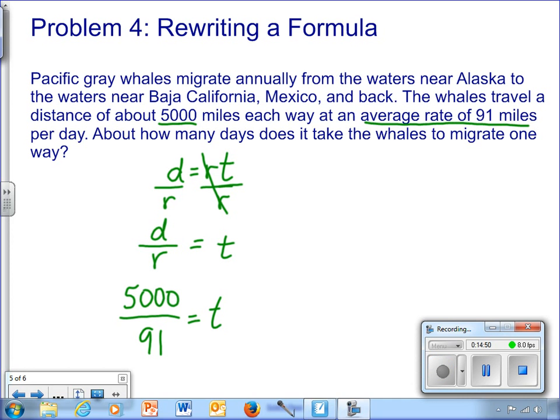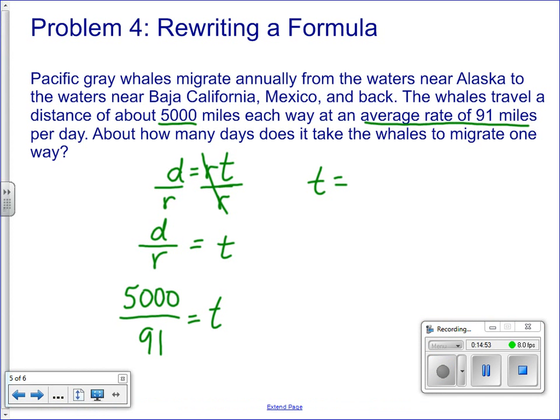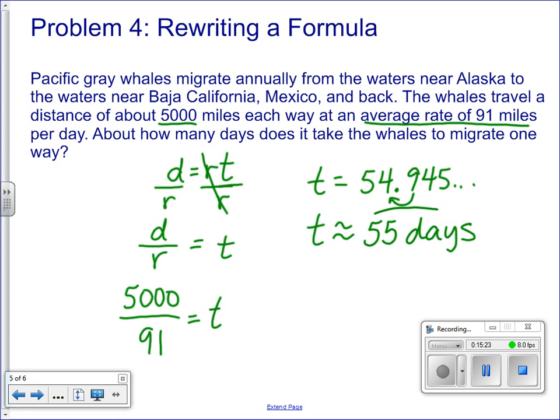All right, dividing 5,000 by 91, we get 54.945, and it keeps going. So since the question says about how many days, we're going to round this off, and we'll say that the number of days is approximately 55, since 54.9 would round up. So 55 days is how long it will take the whales to migrate from Alaska to Mexico.